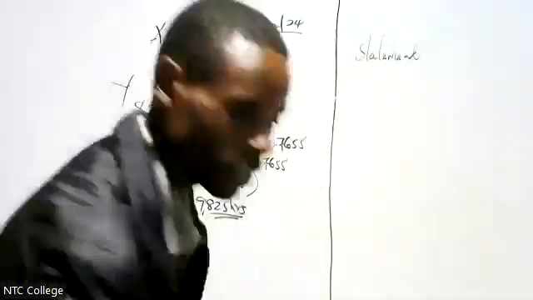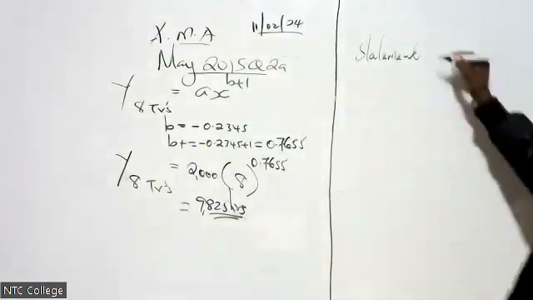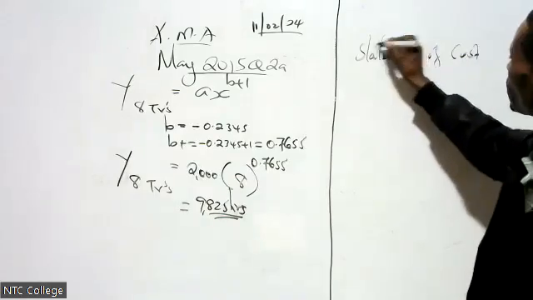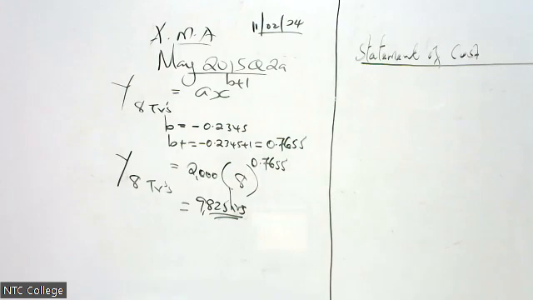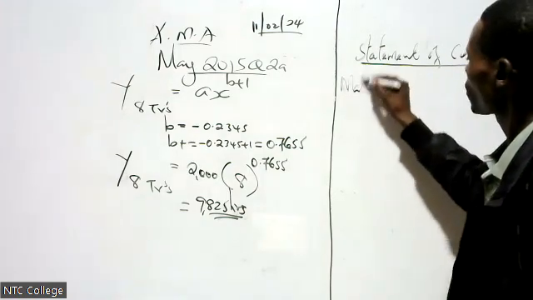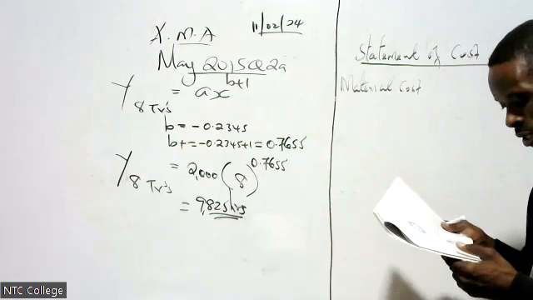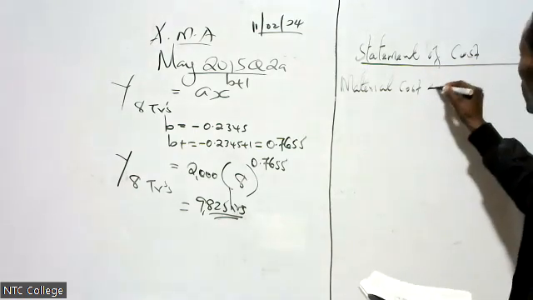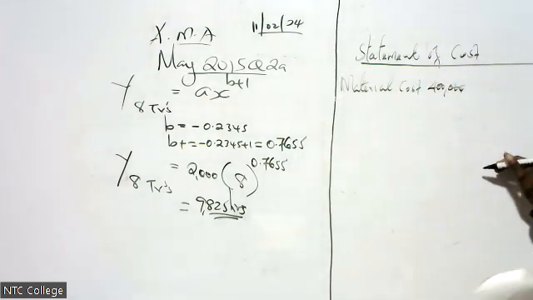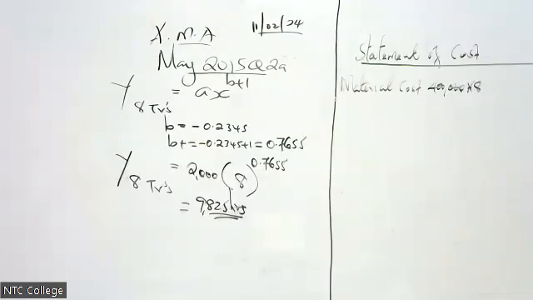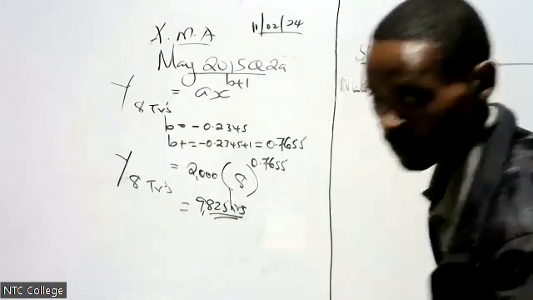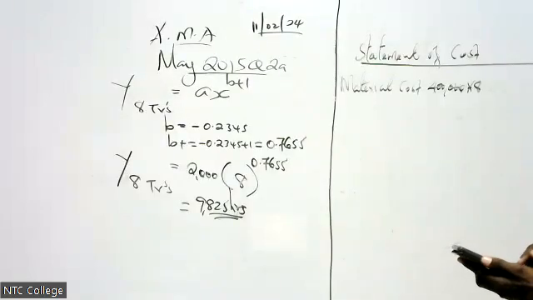Now let us have that particular cost statement, or statement of cost. We start with the material cost. Note number 1, you have been given the direct material cost per TV set is 400,000. That is for one TV. Then I multiply with 8 TV sets. That one comes to be 3.2 million. That is material cost.